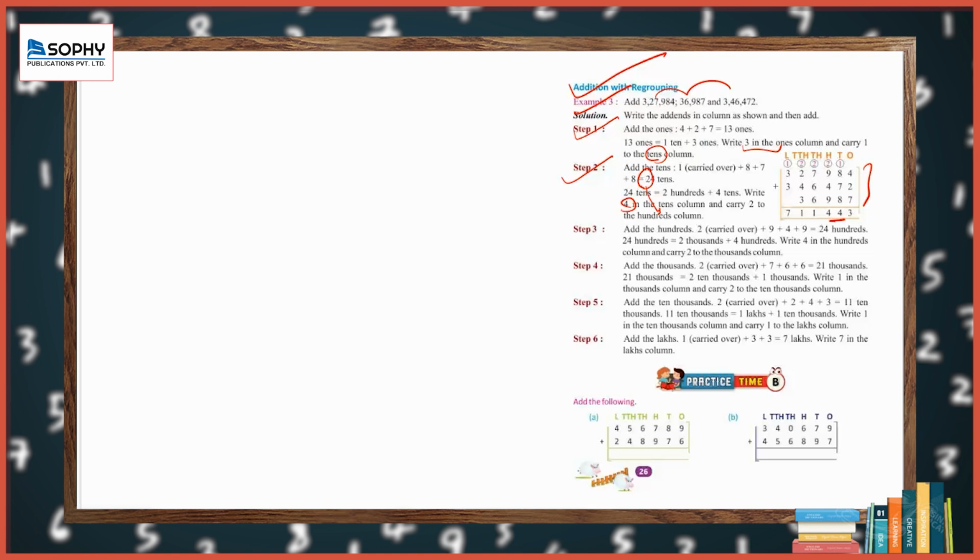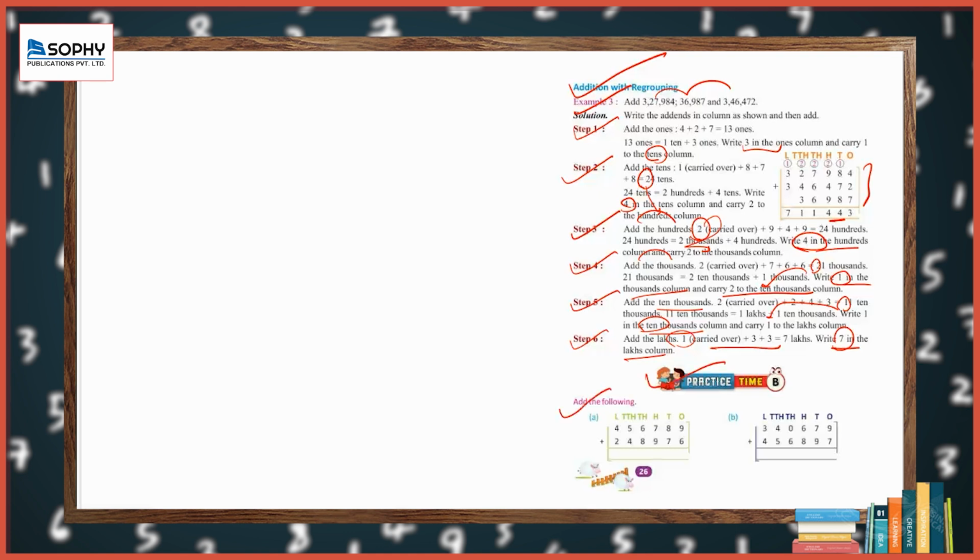After that, we will add the hundreds. If there is any carry, we will write the carry to the thousands column and write 4 in the hundreds column. Again, we will add the thousands, and if there is any carry, that is 2, we will write the 2 in the ten thousands column and write 1 in the thousands column. After that, adding the ten thousands column, what will we do, students? We write 1 in the lakh column and another 1 in the thousands column. Now, in step 6, we will add the lakhs, and here we will add all the carryovers and write 7 in the lakhs column. So the answer is 7,11,443.